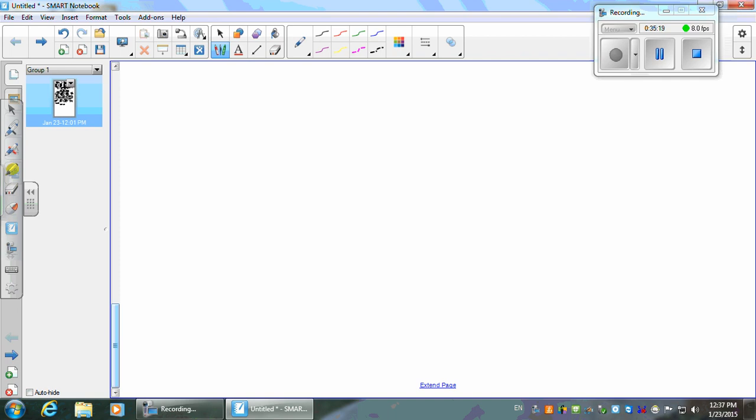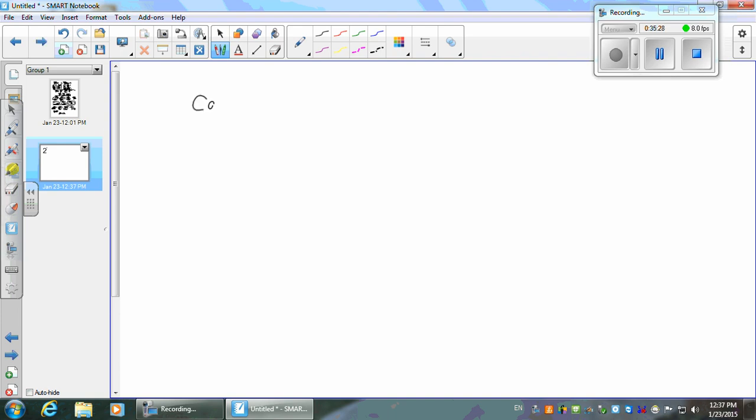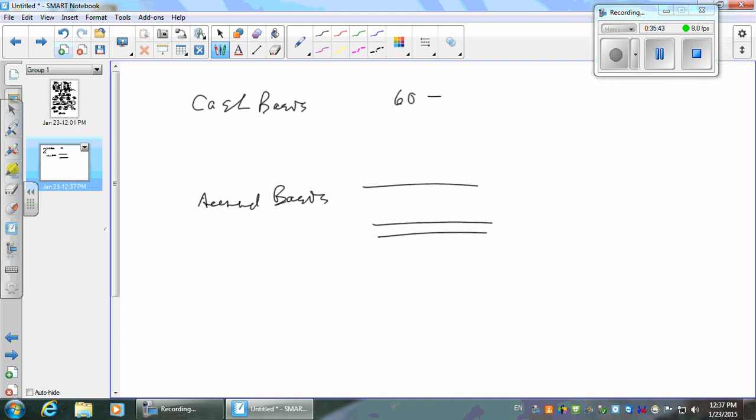I don't know why I don't use different sheets. It's ridiculous. Let's do that. So I've got cash basis, down to accrual basis. What did we say cash basis income was? 60. And accrual basis? 81. List them. I think there are 8 things that cause that. You can get directly to it.